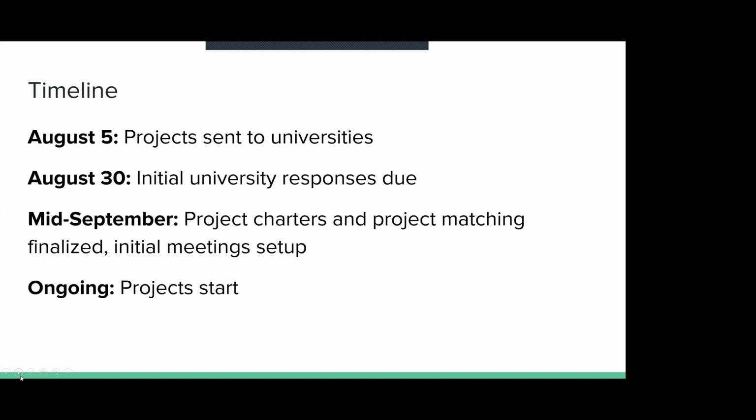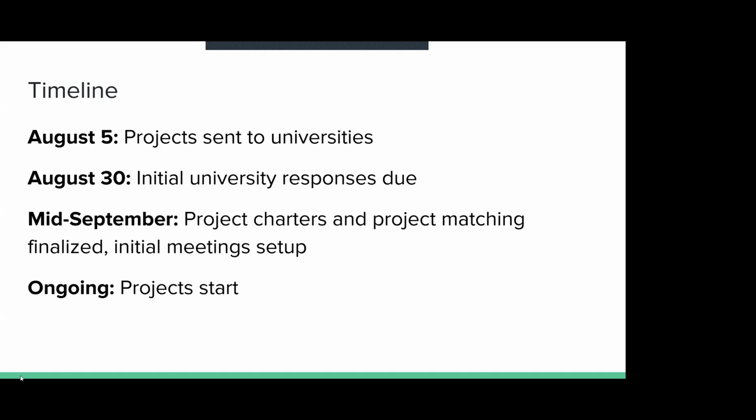So we put a booklet together that says what the project is and gives a description of it, the scope, the deliverables, who's involved and all. And we send this booklet to universities, asking them, are they interested in participating in helping these departments realize whatever those goals or deliverables are. And around end of August, the university response is due.